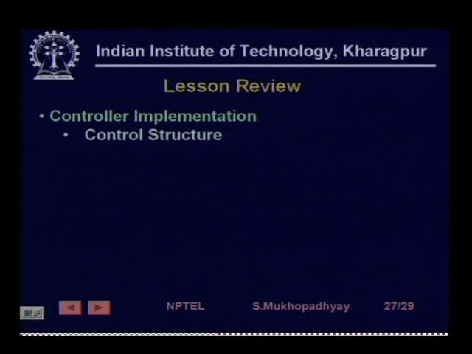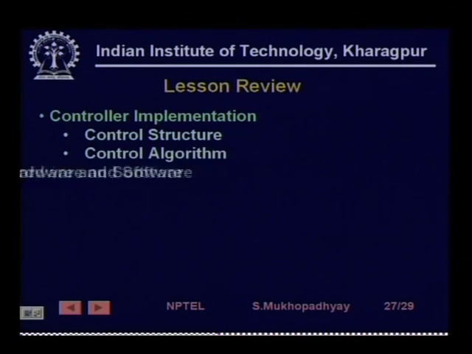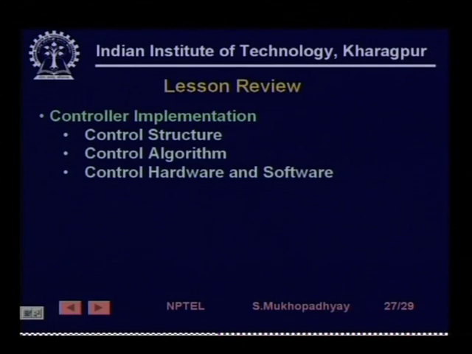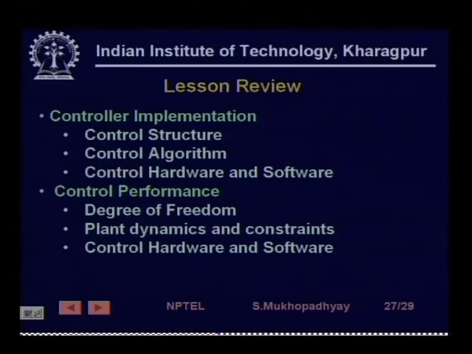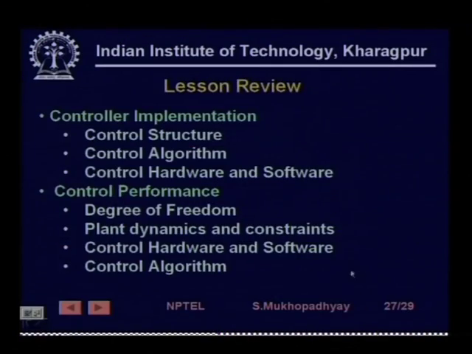So, here we have come to the review. We have reviewed controller implementation; under that we covered control structures, control algorithms, the PID equations, and the control hardware and software. We have also looked at control performance and seen what kind of performance is reasonable to expect. And we have seen the various kinds of plant dynamics and constraints that can affect control performance, and the hardware and software features which will limit performance. That is of course algorithms.